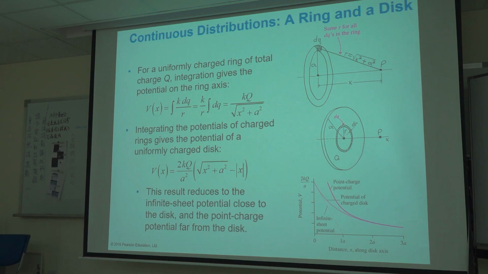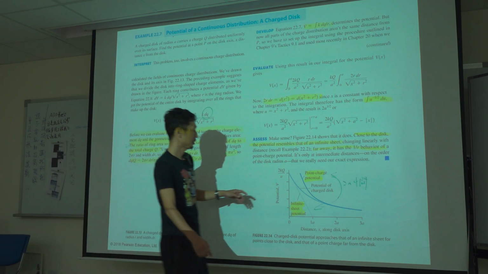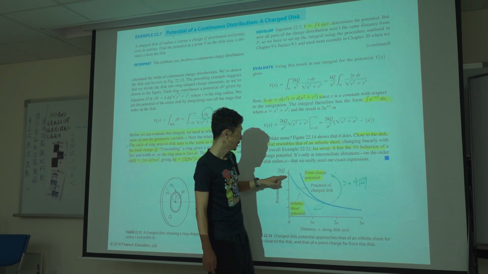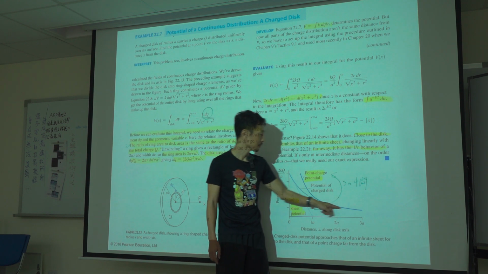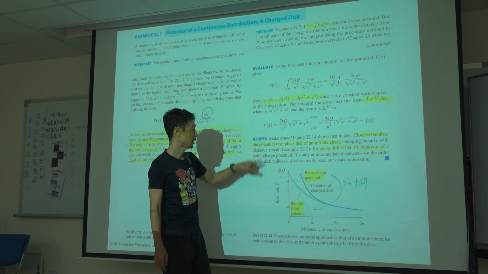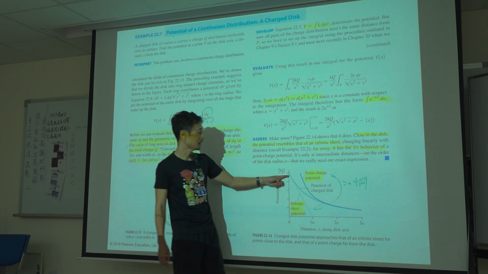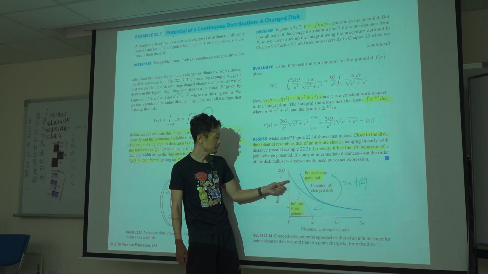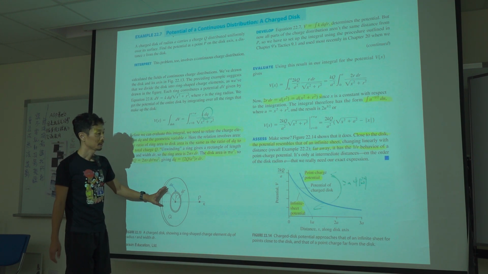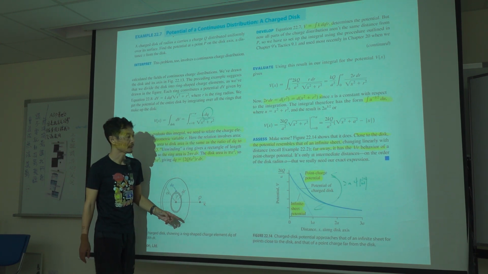Okay, and now we compare these two. This equation, if you plot it, it's like this. And then the point charge potential, Q over R, is this. And the infinite sheet potential is going to be this. So this disk, if you're looking at it at a very close distance, is very similar here.